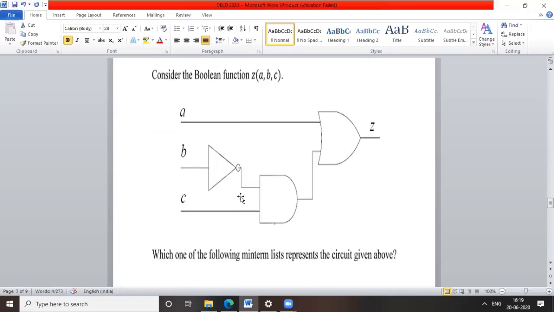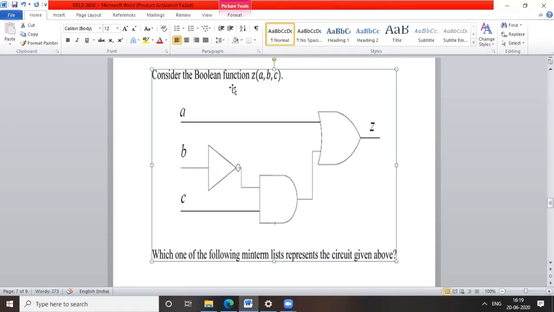So the next question is, consider Boolean function Z of ABC. Which one of the following minterm list represents the circuit given above? So here we have been given one function Z. It is a function of 3 input variables A, B, C, and we are asked to find the minterms that are present in this Boolean function Z. There are different ways by which you can solve this particular example.